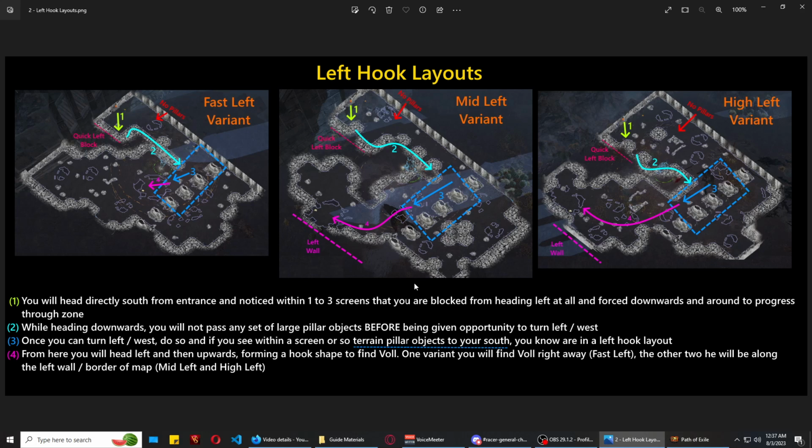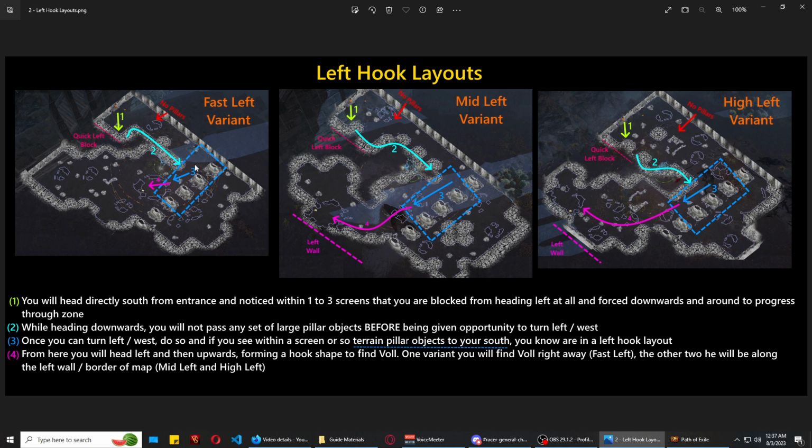Next, we have the left hook layouts. We will head directly south from the entrance. Within 2 to 3 screens, we will be quickly blocked from heading left or west, and instead be forced down and around to the right. As we're forced down and around to the right, we will not see the early pillars, and instead, what happens is we follow this wall down and around.